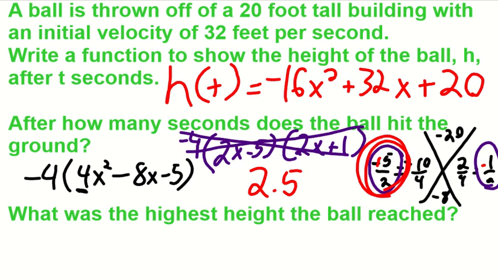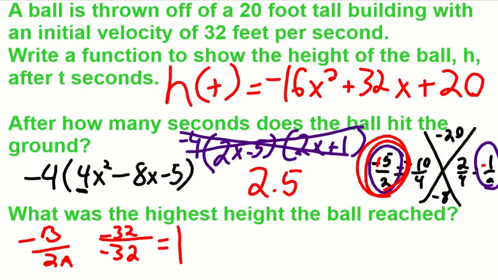All right, so now we need the highest height that ball reached. So what do I have to do first to find the maximum height? Get the x. How do I get the x? Opposite of b over 2a. So if I'm doing opposite of b over 2a, I use the equation we got to start with. So my opposite of b is 32, or negative 32. My 2a, 2 times negative 16, also negative 32. So negative 32 over negative 32, that's an x value of 1, not the answer.